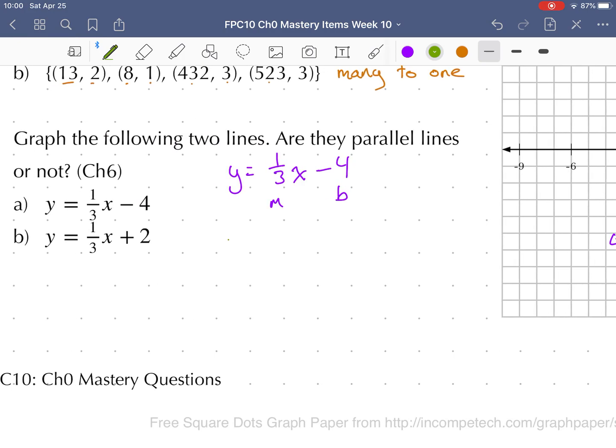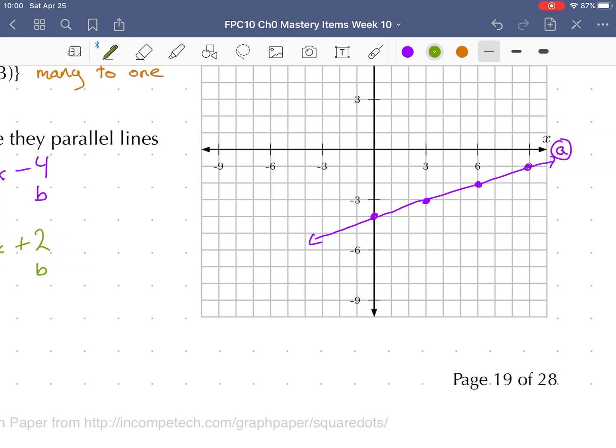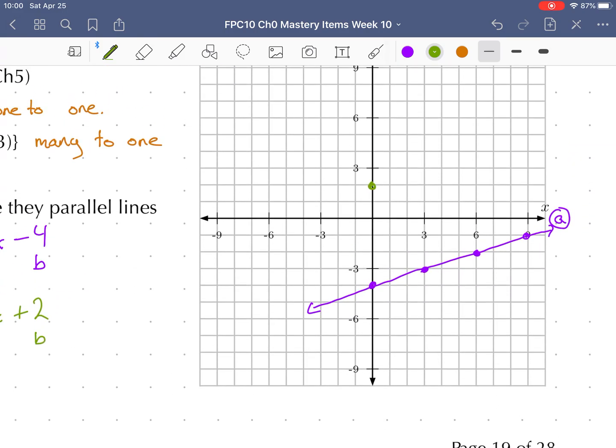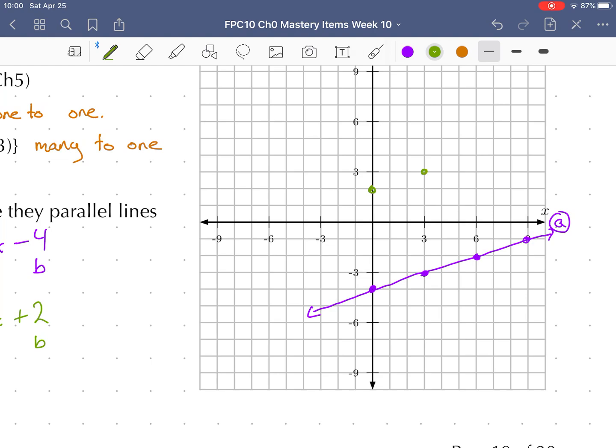Letter B, y equals 1/3 x plus 2. Again, our slope is 1/3, up 1 over 3. And our start value is 2. Our y-intercept is at 2. So we put a dot at 2. Then it goes up 1 over 3, up 1 over 3, up 1 over 3. Draw a nice straight line through it.